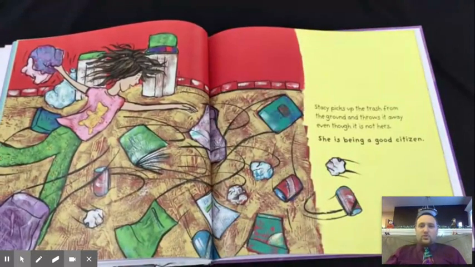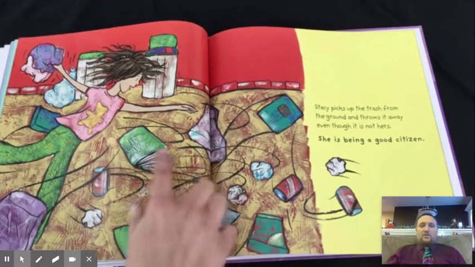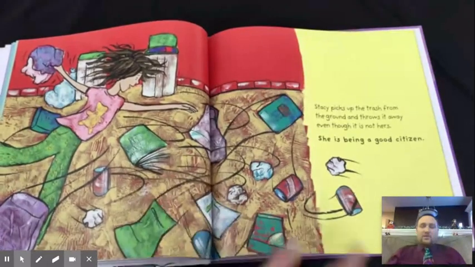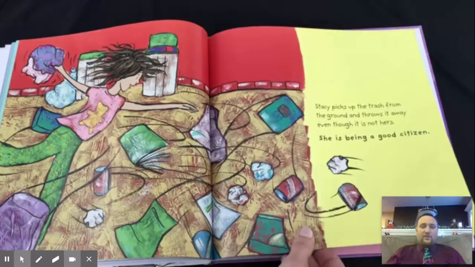Stacy picks up the trash from the ground and throws it away, even though it's not hers. She's being a good citizen. And if you guys hear that loud sound, that's actually the trash man right outside picking up the cans out front.